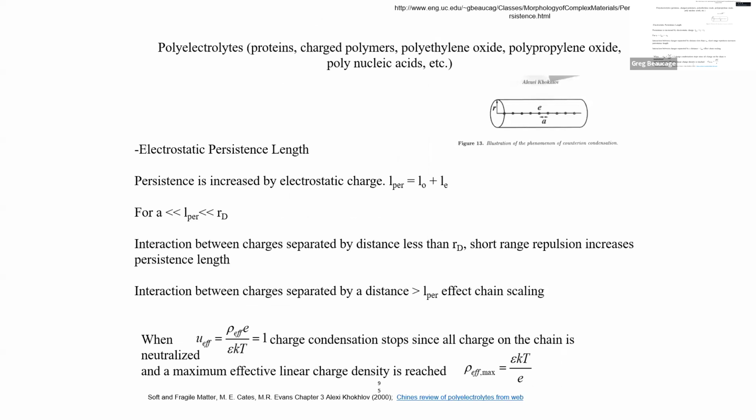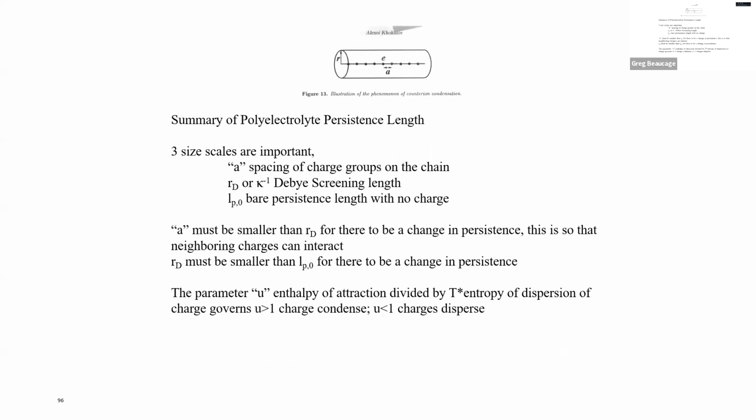So what else is in here? A summary of polyelectrolytes is probably good to say. There are 3 numbers: charge spacing, Debye length, and this bare persistence length. And then you end up with this parameter U that decides whether you have charge condensation or not. If you have charge condensation, it's not a polyelectrolyte anymore, because there's so much screening that you don't have it anymore.